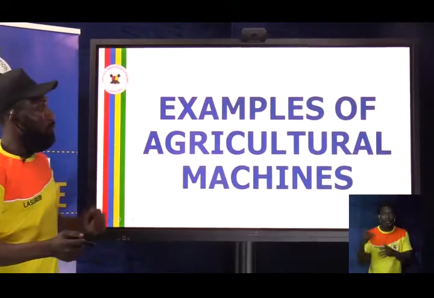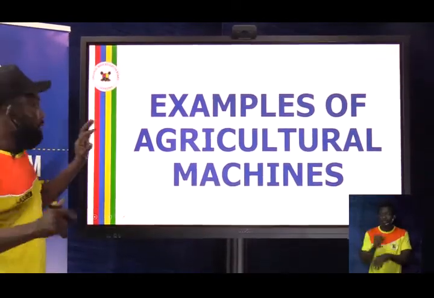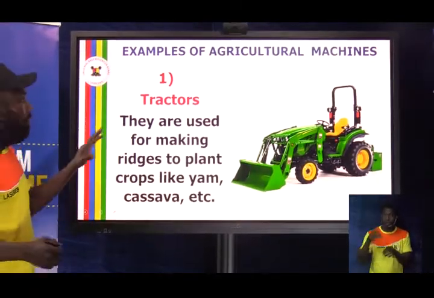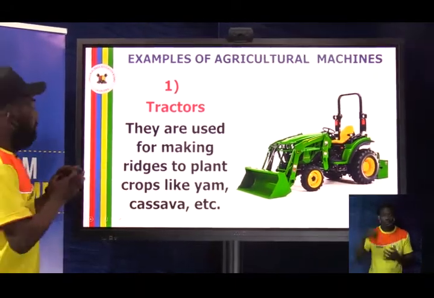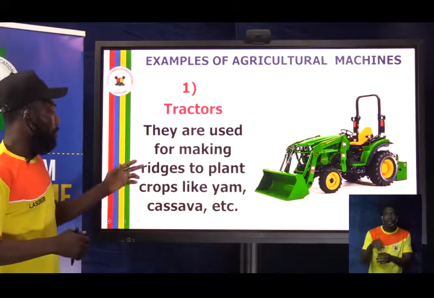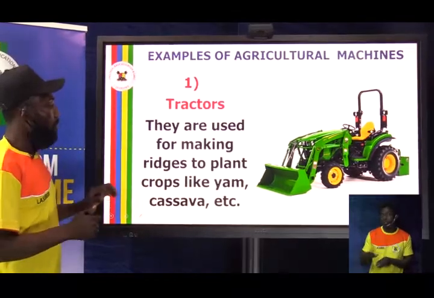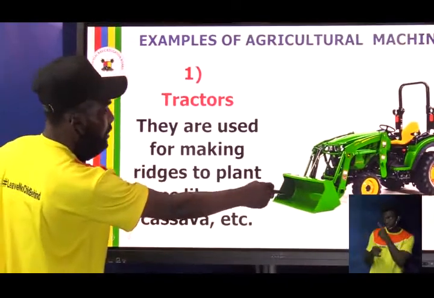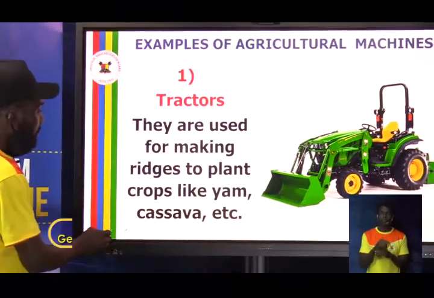Let's look at examples of agricultural machines. You will be seeing some examples of agricultural machines and the work they do. The first one, tractors. This is very common in agriculture. What do we use tractors for? Tractors are used for making ridges to plant crops like yam, cassava, and so on. You can see the diagram of a tractor here. Even in the video you watched before, you saw a picture of a tractor.